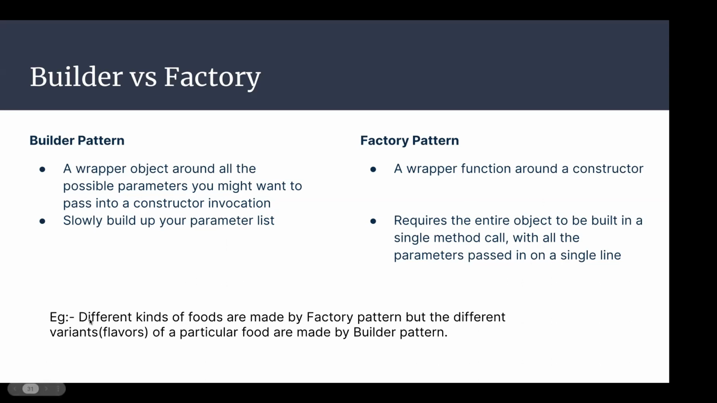Another easier way to see it: say we have multiple kinds of food, factory pattern helps us create those different kinds of food. But if we have different flavors of a particular food, like in case of pizza, the one we mentioned earlier, the toppings of pizza can be optional. Say some people do not need olives. If we want to have the toppings as an optional thing, we can make use of builder to do it, and either have values for all these optional fields or not.